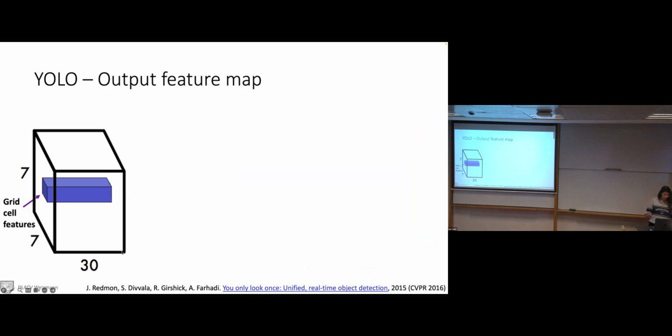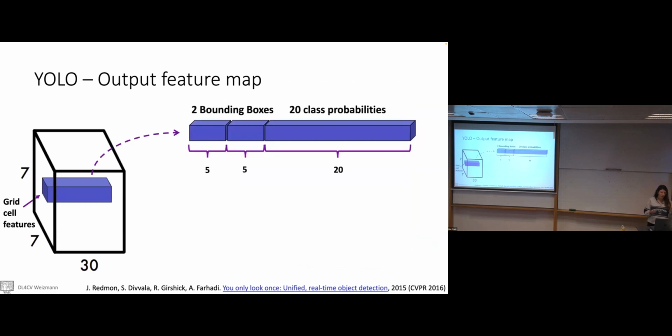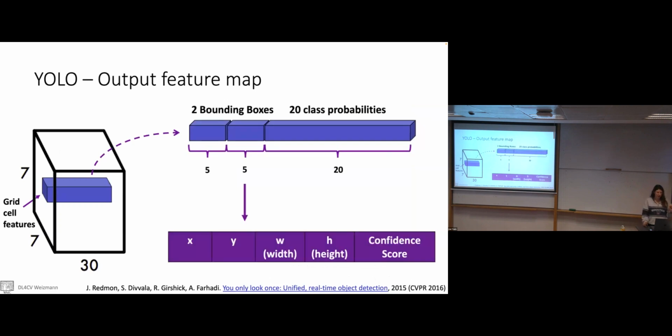So we can see here how exactly it's going to be applied in terms of features. This is the grid cell features. And as I said, first of all, it needs to include two bounding boxes. I said that each bounding box has X, Y, the center location, and the width and the height, and the confidence score. So this is 5 scalars.